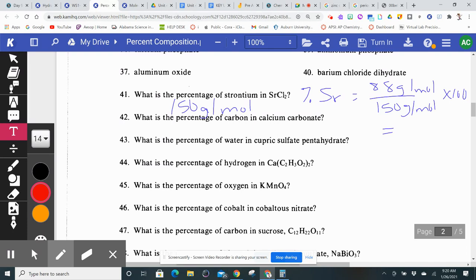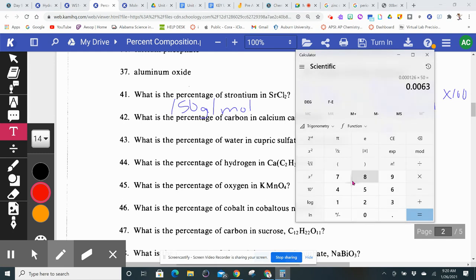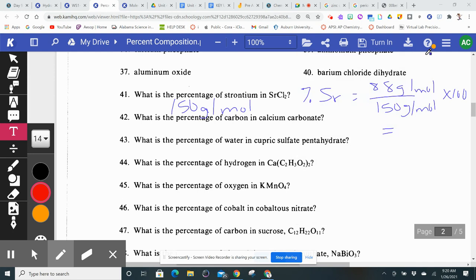So what does that come out to? Because I can't do that in my head for sure. Okay, 88, not 888. 88 divided by 150. And then so it'd be 58.7%.